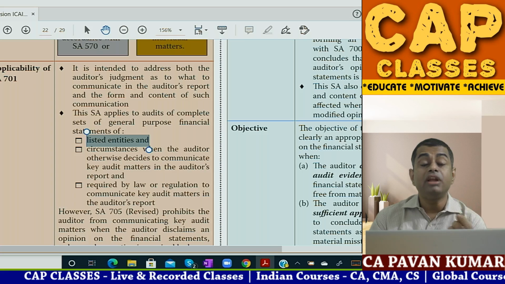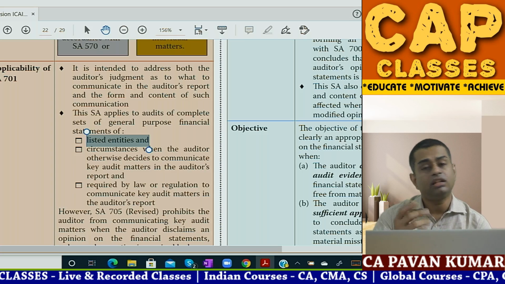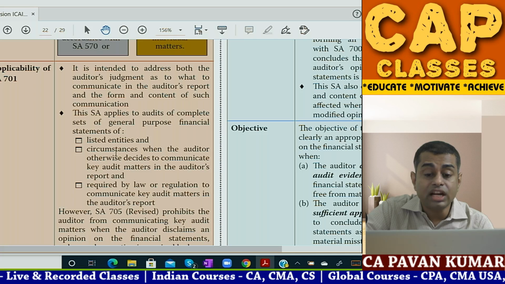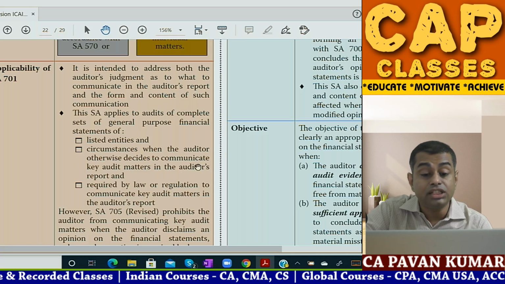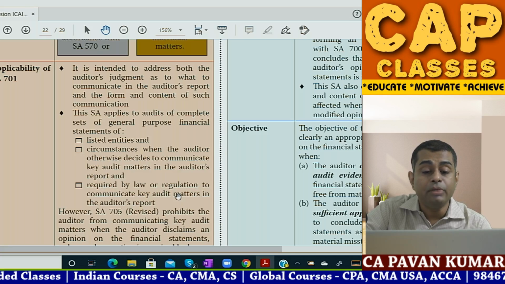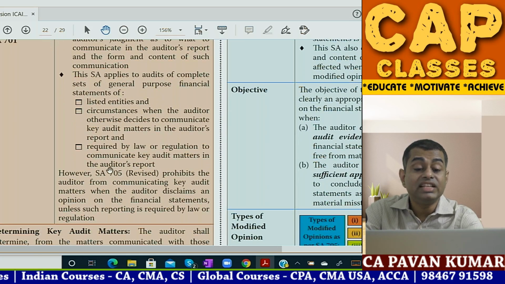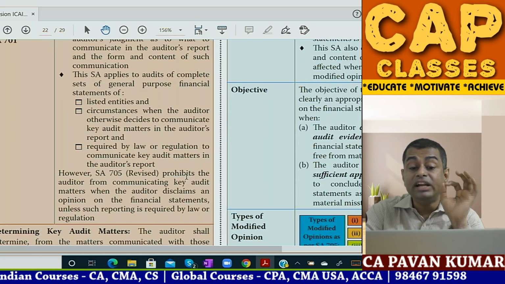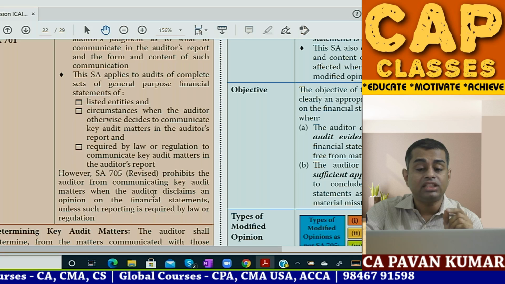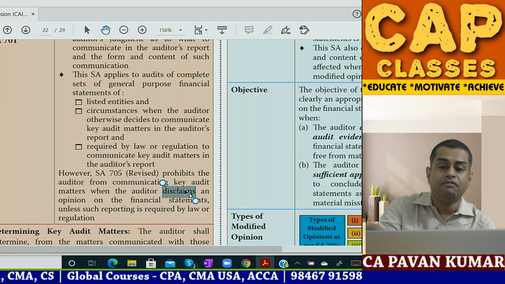Sometimes there can be regulatory or legal requirements. If regulatory or legal requirements are there, then you have to include. So look here, listed entities. Two, circumstances when the auditor otherwise decides to communicate the CAM in the auditor's report, or is required by law or regulation to communicate CAM in the auditor's report. However, SA 705 prohibits the auditor, important, from communicating key audit matters when the auditor disclaims an opinion. Very important.